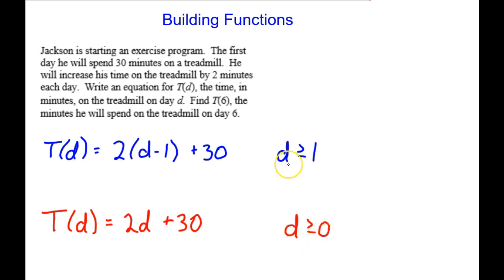To avoid that, if we just want to start with day 1, the first day, that's why we have this notation here, where we have d minus 1. Now if I plug in 1, 1 minus 1 is 0, 0 times 2 is 0, 0 plus 30, then I end up with 30 for that first day. So depending on how you interpret that phrasing, the first day, as day 0 or day 1, that's going to impact how you write that function.